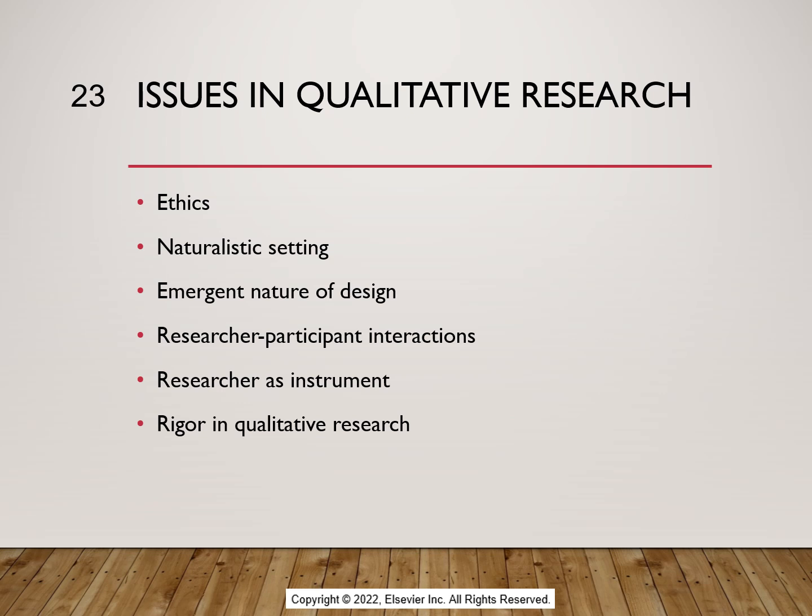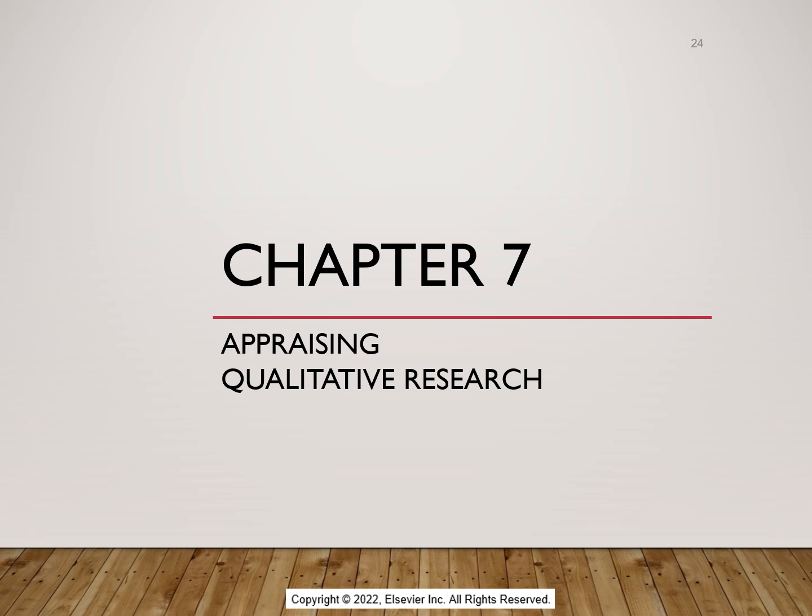So some issues in qualitative research to keep in the back of your mind: ethics. Are the data gathered in a naturalistic setting? How did that design emerge? What is the extent of researcher and participant interactions? Is the researcher an instrument, or are they also part of the study? And you'll want to look at rigor and data integrity in qualitative research. That wraps up chapter 6 in a nutshell. Now we're going to just leap right into chapter 7.